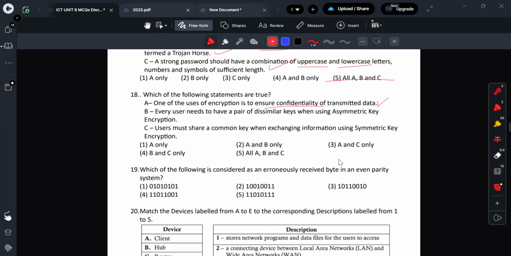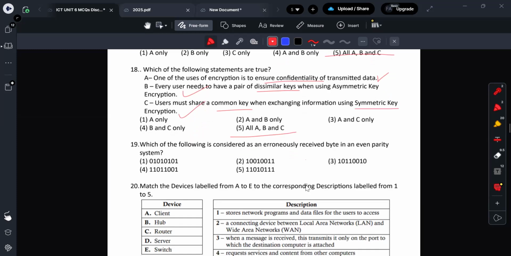That is true. Every user needs to have a pair of dissimilar, meaning different keys while using asymmetric. I said earlier, right? It uses a public and a private key. And users must share a common key when exchanging information using symmetric. So asymmetric we use different keys and symmetric we use a common key. If you have that, please mark it, underline it. If you have a writing book, at least next to it you can put asymmetric, different keys, symmetric, common key. So both the sender and receiver use the same secret key, and the answer is all A, B, and C.